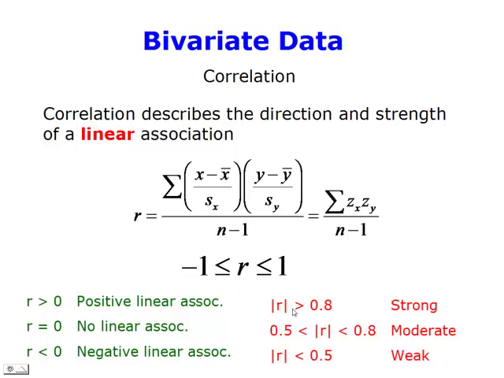Now, if the absolute value of r is greater than 0.8, the general rule of thumb is that it is a strong relationship. If it's between 0.5 and 0.8, that's considered moderate, and anything less than 0.5 would be considered weak.